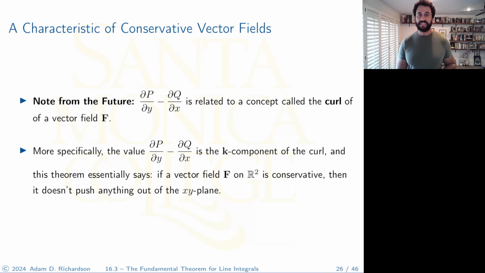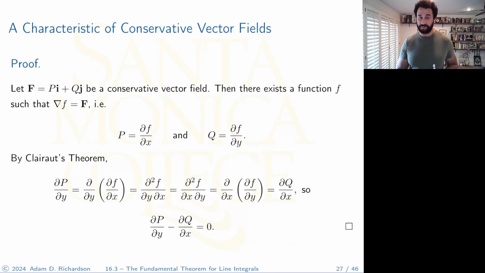F. And what this theorem is essentially saying is that if your vector field F on R2 is conservative, then it's not pushing anything out of the xy plane, either up or down, right? So if this value is 0, then your vector field isn't pushing anything out of the xy plane in any way. That's what it's saying. The proof is actually very quick, so we'll do this proof right now.